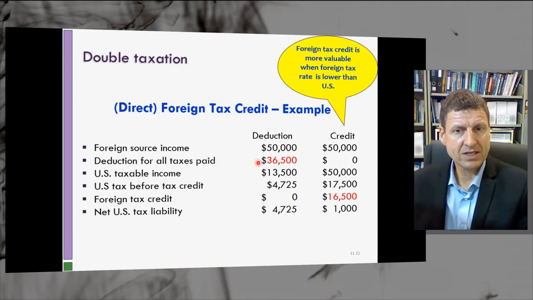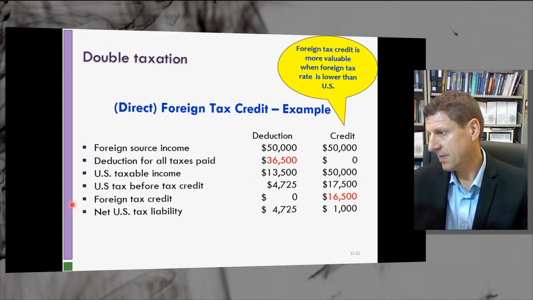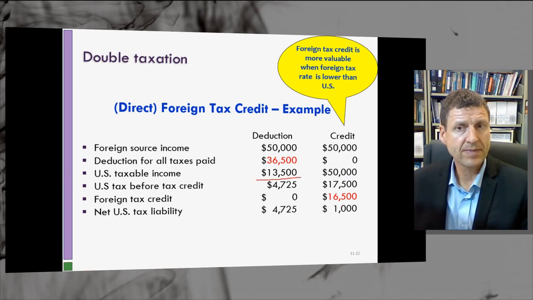So under the deduction rule, in US law, the foreign source income is $50,000 on both sides, but the deduction rule requires you to deduct all taxes paid in the foreign country, Mexico, $36,500, leaving you with $13,500. Let's draw that here. Over here, we're not changing anything. The US tax before the tax credit is $4,725. Over here, the tax that's 35% of $50,000 is $17,500.